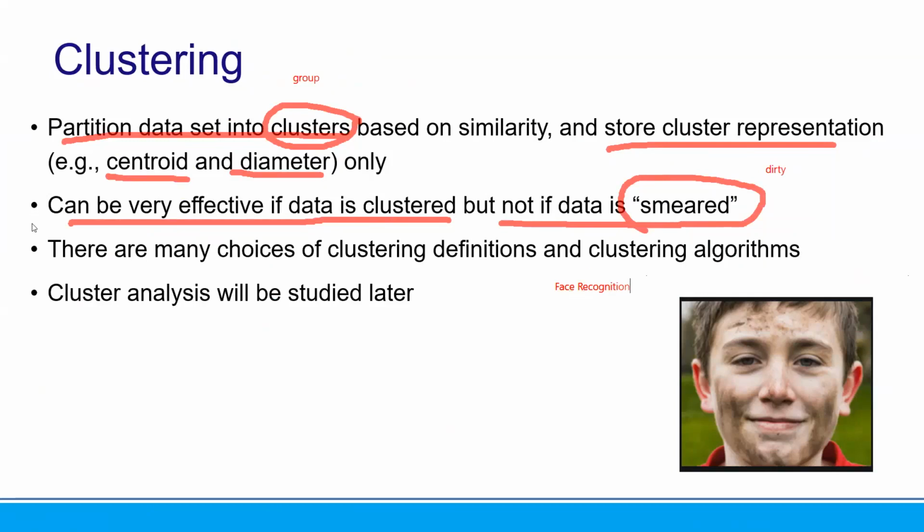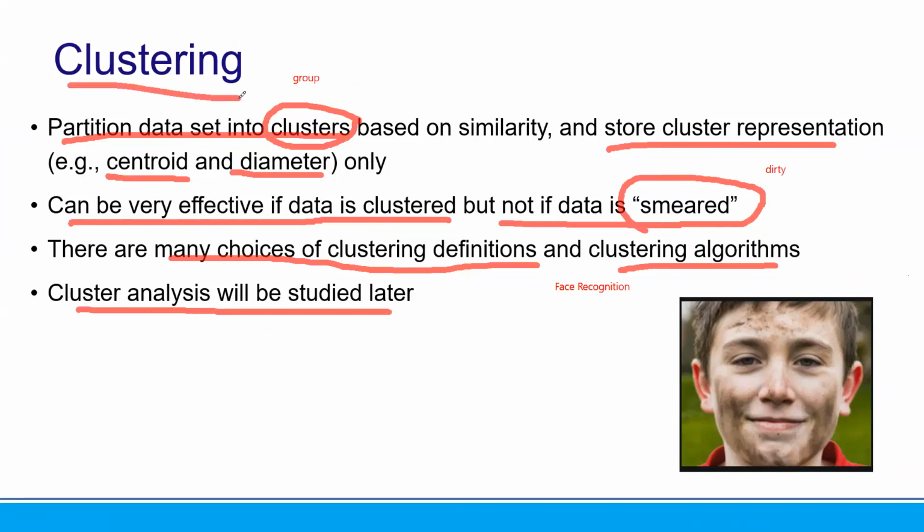So there are many choices of clustering definitions and clustering algorithms. The cluster analysis will be studied later. So using clustering, we can reduce the data. Let's say we have the cluster, we have the group. I will just use the centroid, the center, or I will use the diameter only. Then we can just have very small data.